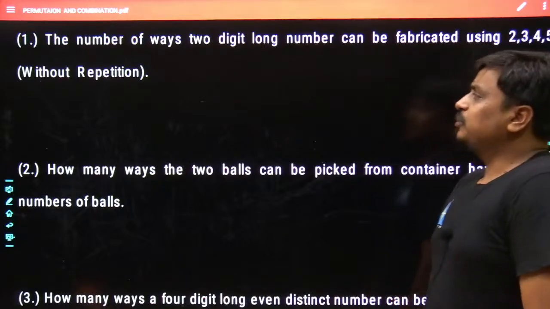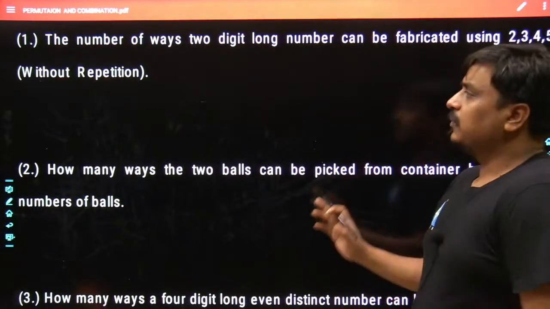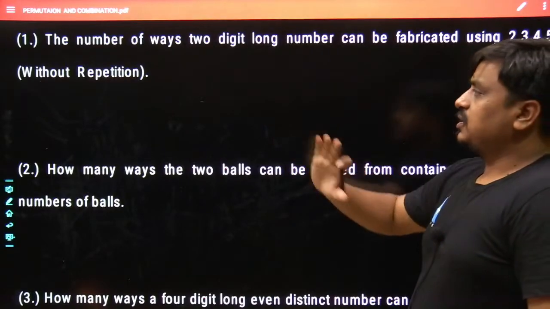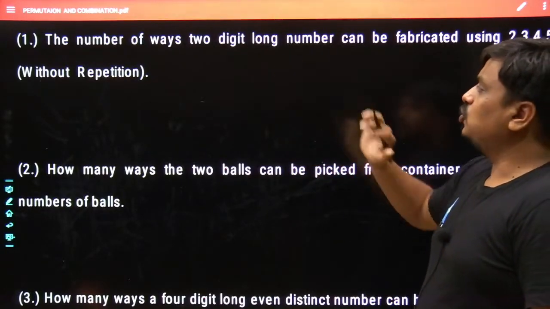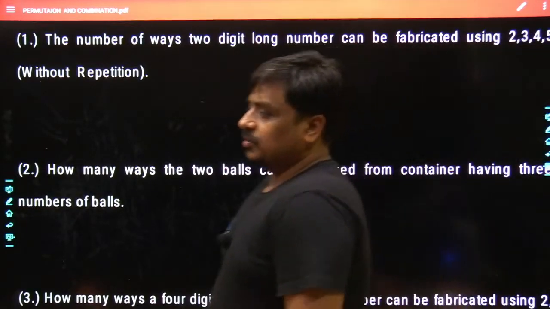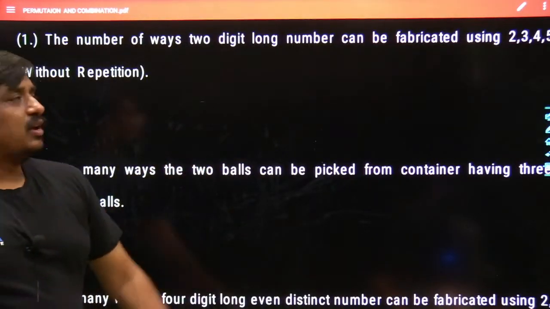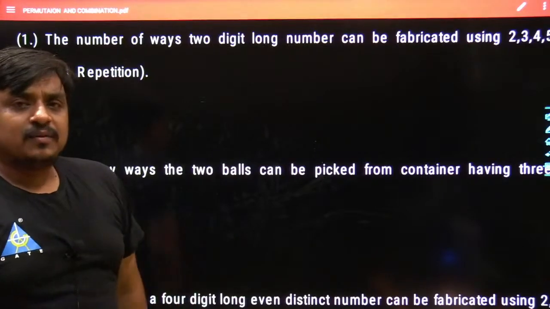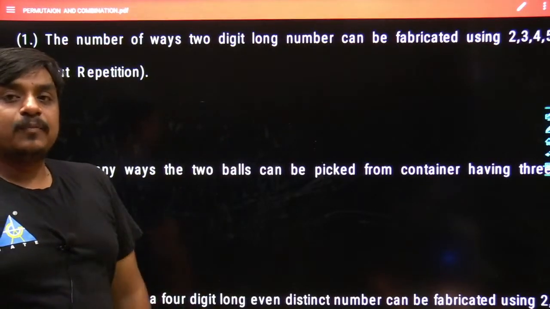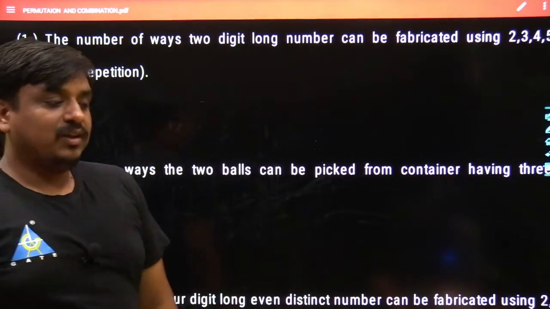Anyways, the problem must be visible to all of us. That is why it has been taken in such a bold manner. Go ahead with the first question. The problem states: the number of ways a 2-digit number can be fabricated using 2, 3, 4, 5 without repetition. What does it mean? Out of the 4 different digits we have, picking 2 digits out of that, we are going to fabricate a 2-digit number. How many ways could it be done?